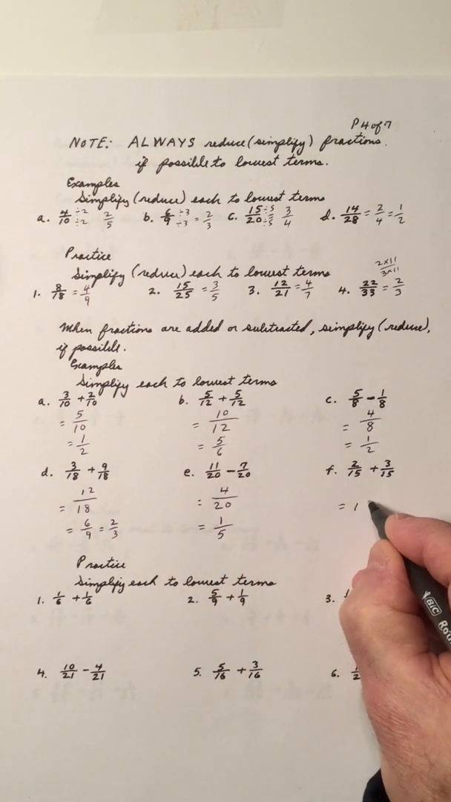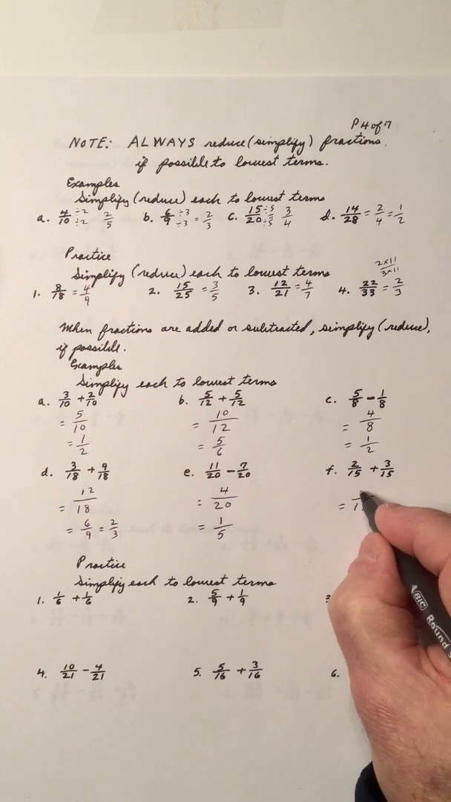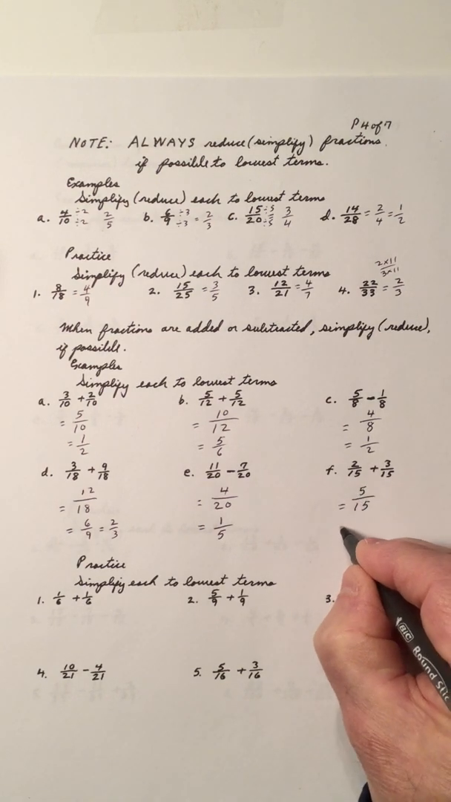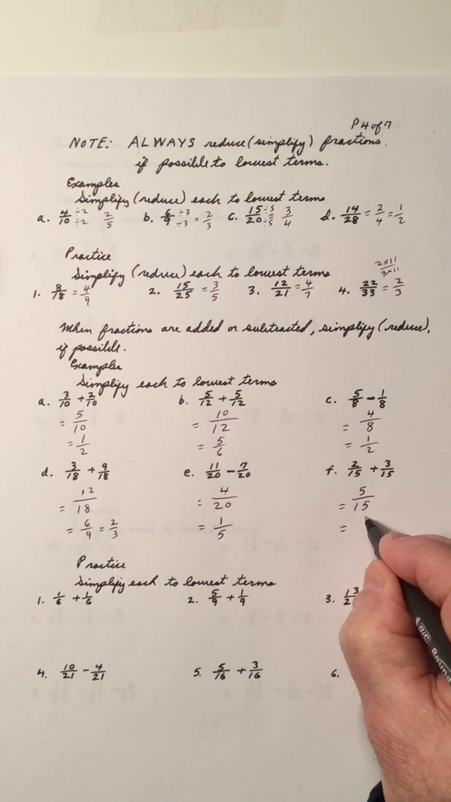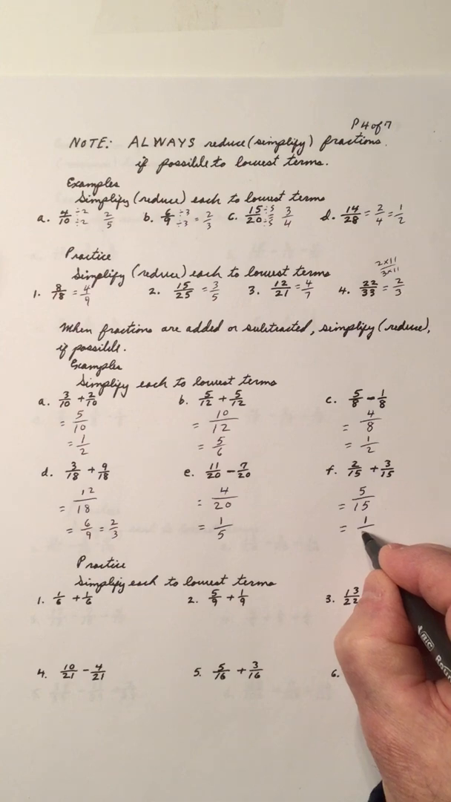15 is my common denominator. Write it down. 2 plus 3 is 5. 5 over 15. Common factor is 5. 5 into 5 goes once. 5 into 15 goes 3.